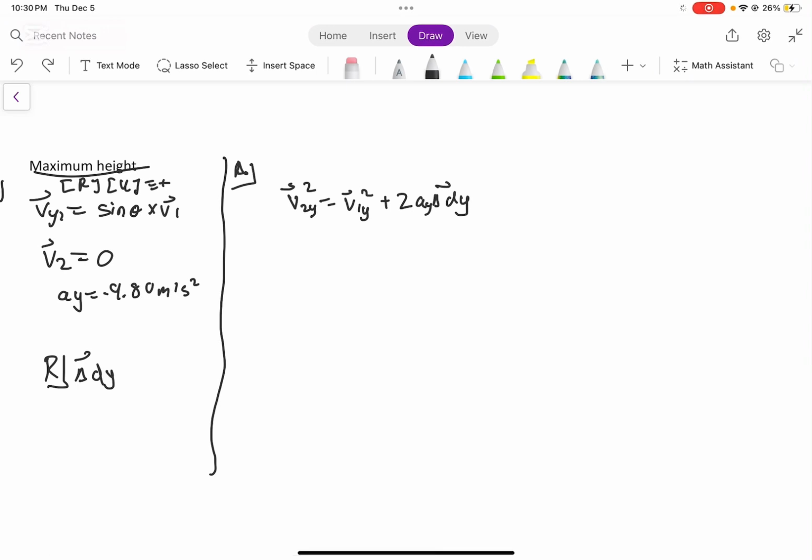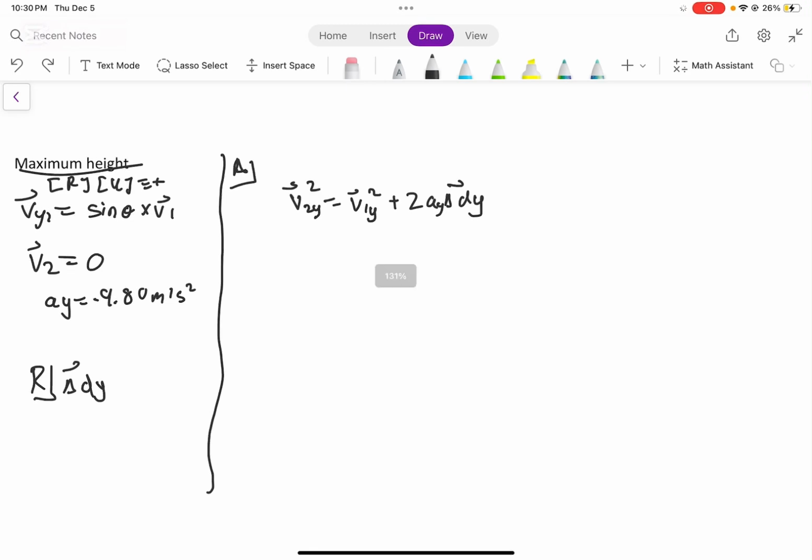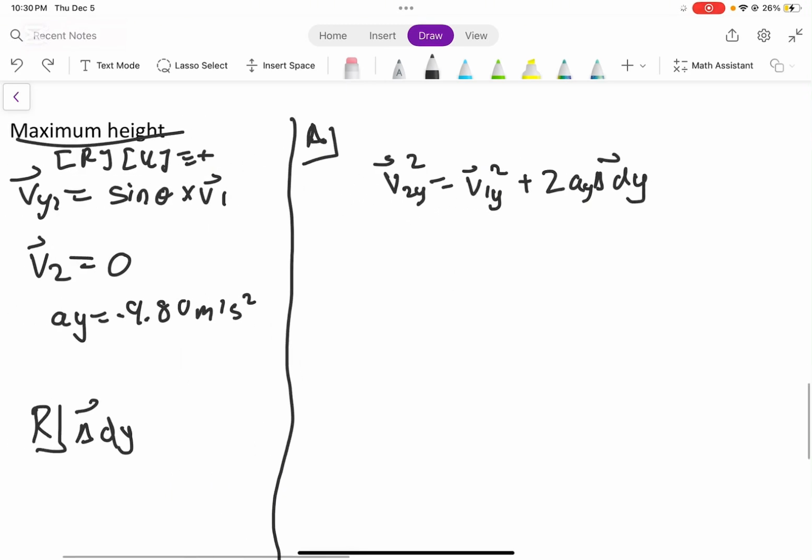This approach allows you to make less error when you're finding your answers. So let's continue. So we know that V2y is going to be 0 because for a second it's going to drop out, right? So that's just going to be 0. So now we know 0 is equal to v1y squared plus 2ay delta dy.